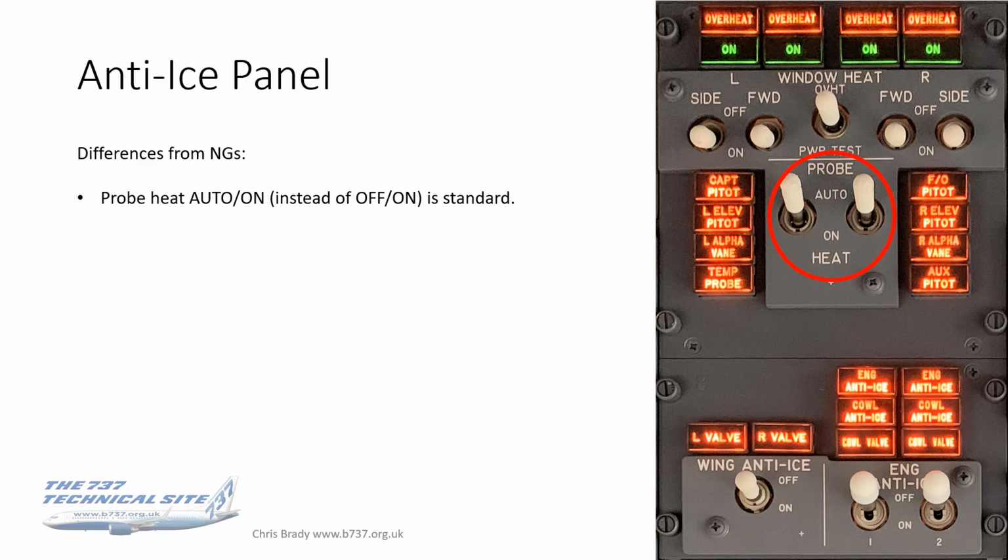Okay, the anti-ice panel. Differences from the NGs. You've got probe heat on auto instead of off, standard with the Max. So those can be left in the auto position now, rather than being switched to the on position and then off again on turnaround.